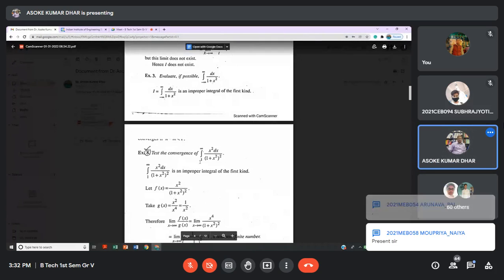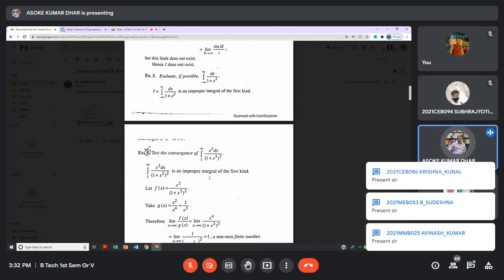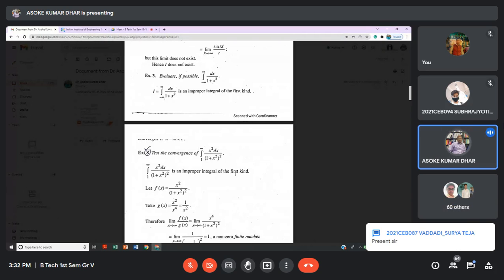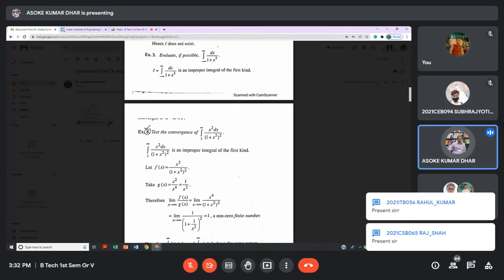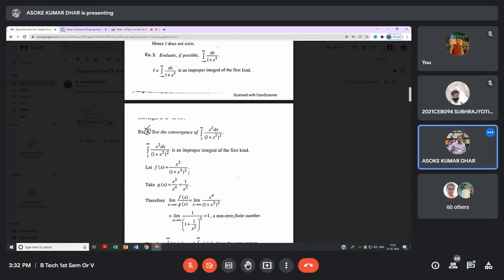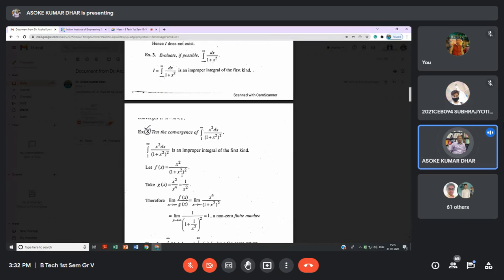This is the mu test. Consider the problem x squared dx by (1 plus x squared) whole squared. This is an improper integral of the first kind, as the upper range is infinity. That is f(x), and g(x) is equal to, remember that the highest power of x in the numerator is 2 and in the denominator is 4. So we take g(x) equal to x squared by x to the 4. Clear? The highest power of x in the denominator is 4, so we take x to the 4. It is equal to 1 by x squared.